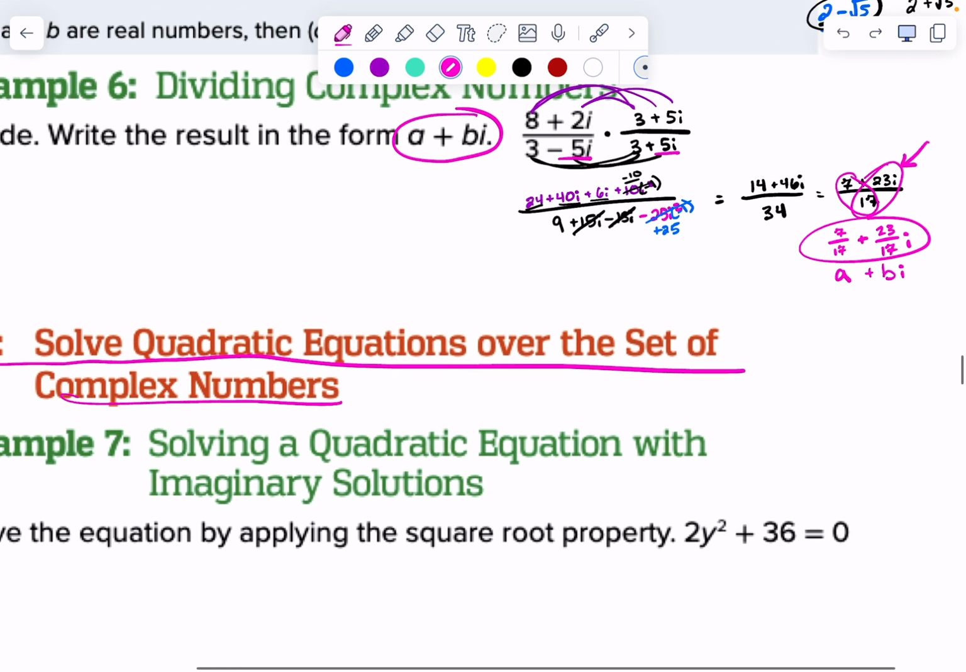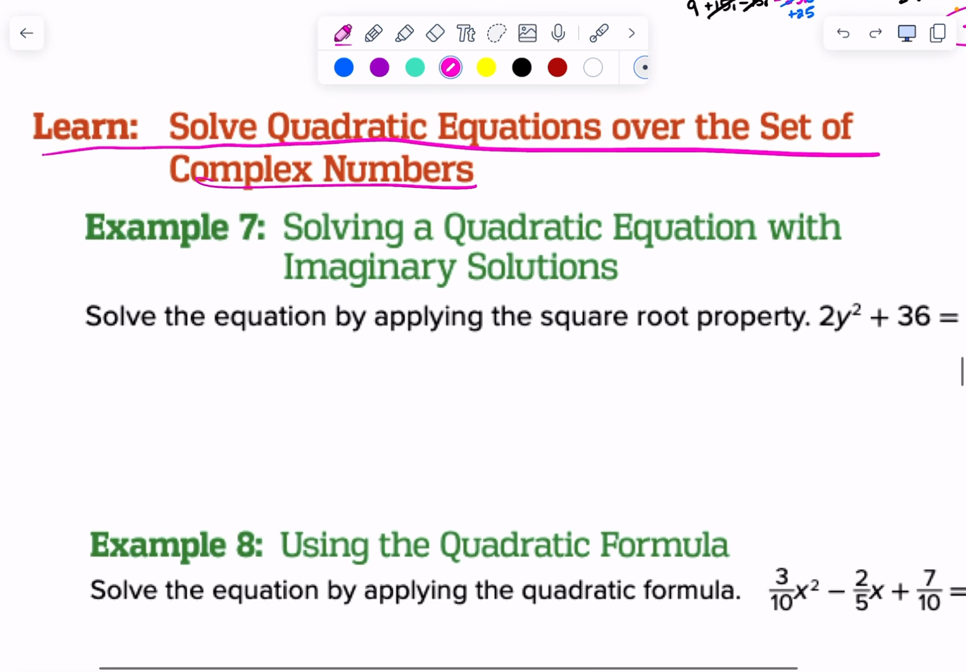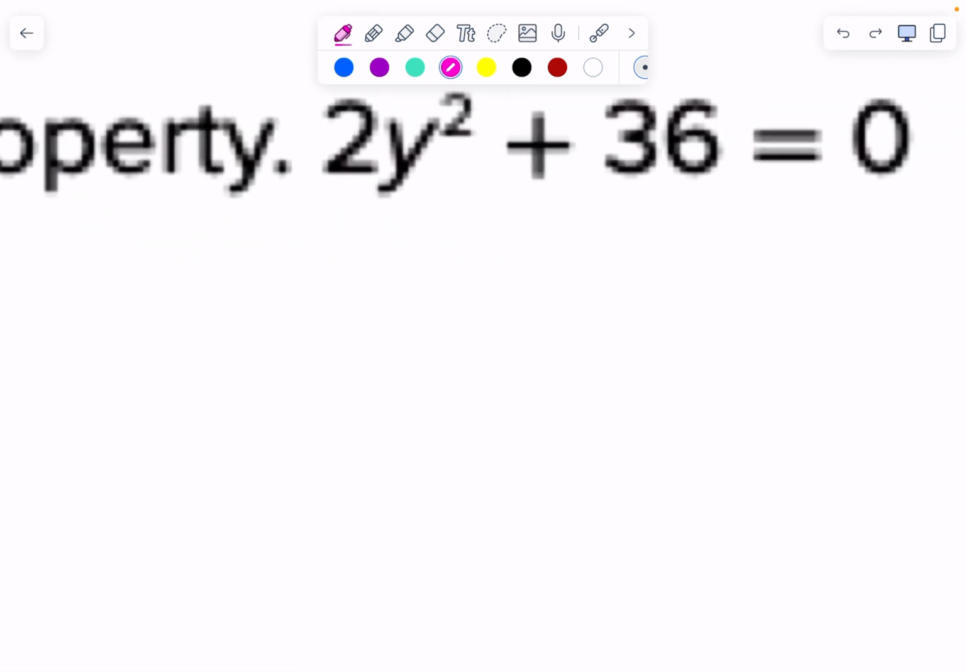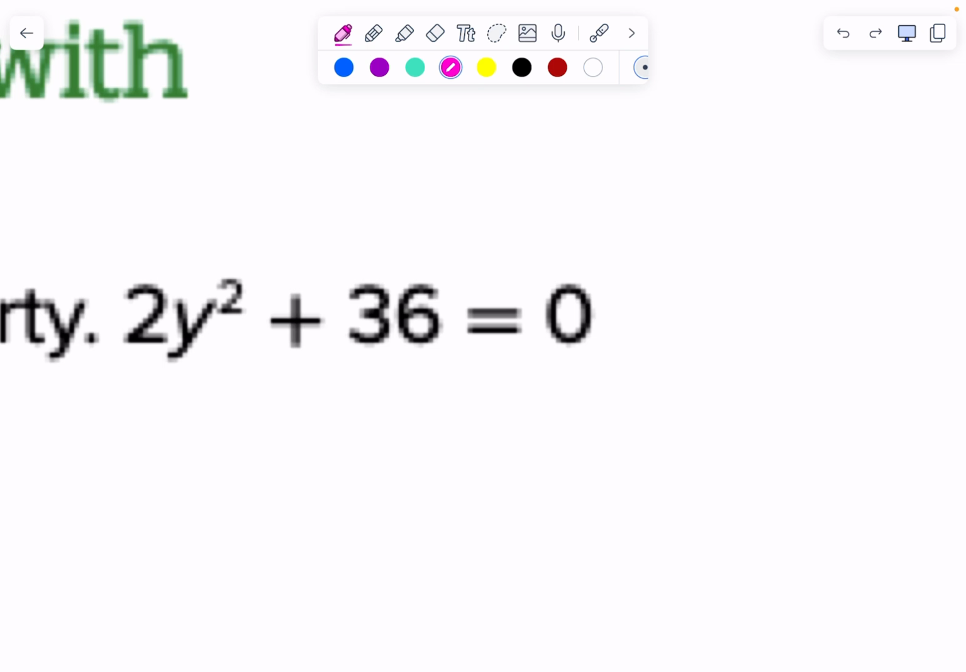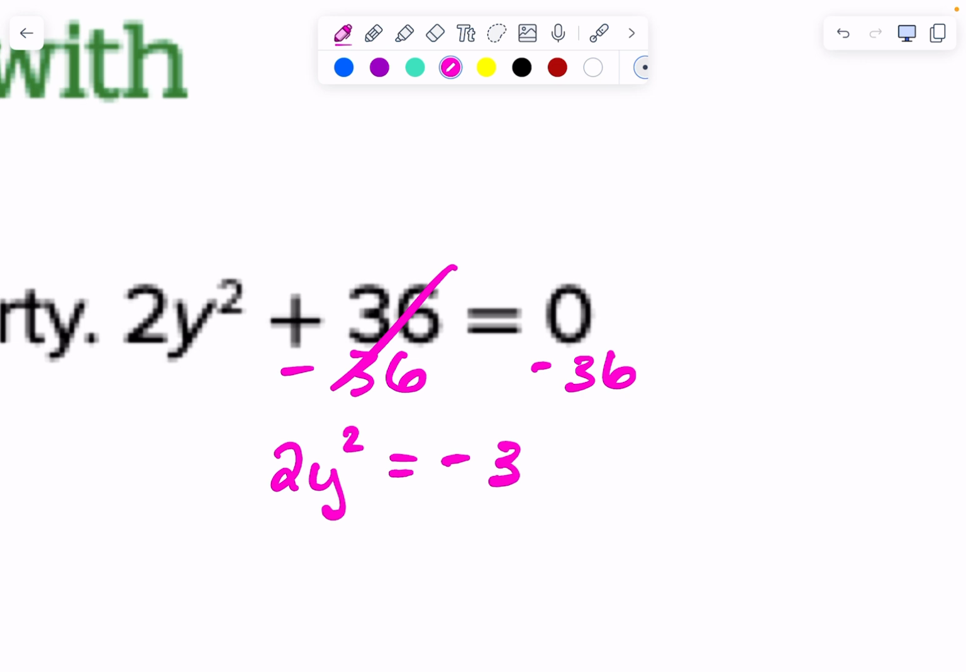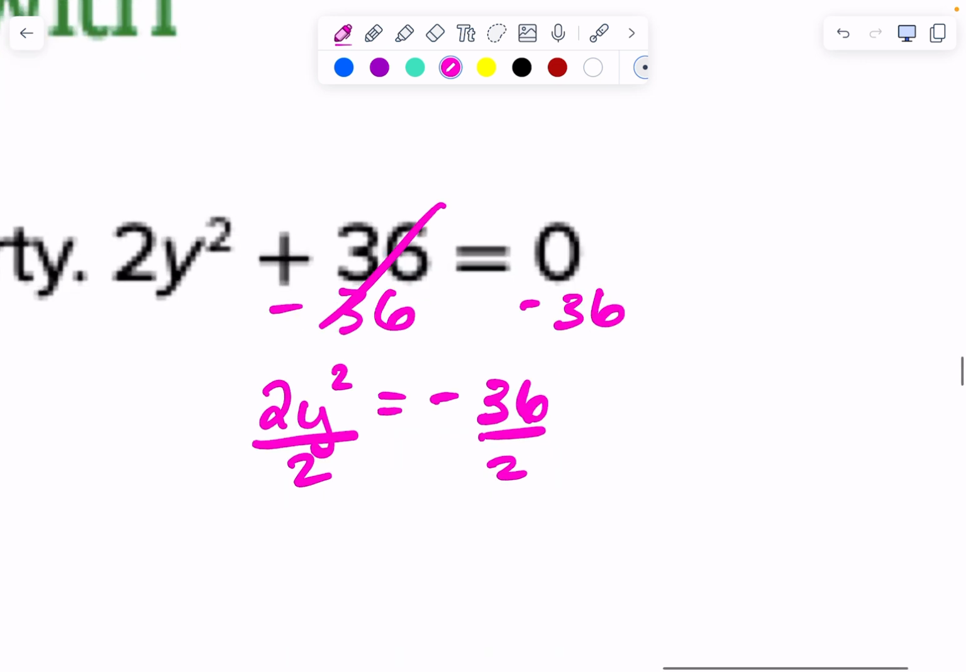Okay? All right. Solve the equation by applying the square root property. All right, how do we do this? Let's subtract 36 because we have to isolate the thing that is being squared first. 2y squared equals negative 3. Kind of like you have to isolate the square root, you have to isolate the square. Now we're going to divide by 2. So then you just have y squared. So y squared equals negative 18, right?